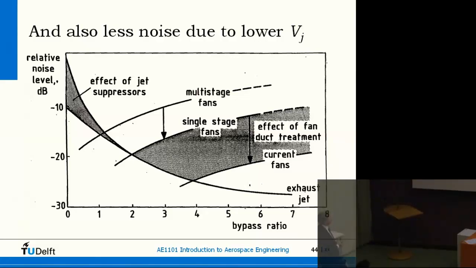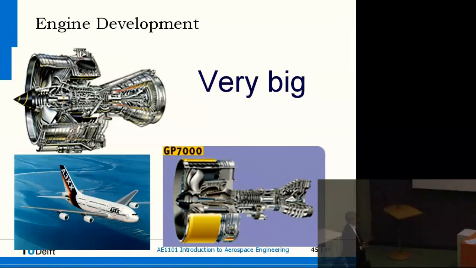Here you see the effect, the relative noise level in decibel. You see here the different things we did. Here you see basically the main thing. Let's forget about all this. The thing is that the noise really goes down enormously. This is a logarithmic scale when you increase the bypass ratio from 0, pure jet engine, to the ones that we see here. So that's why the engines are indeed very big today. Look at the enormous bypass ratio compared to the pure jet part.